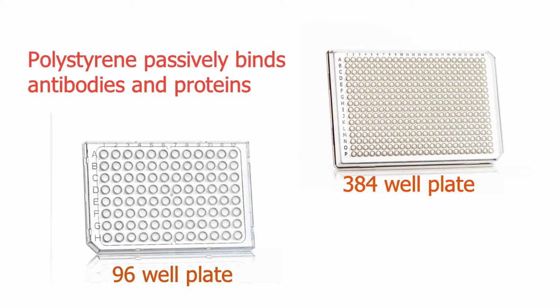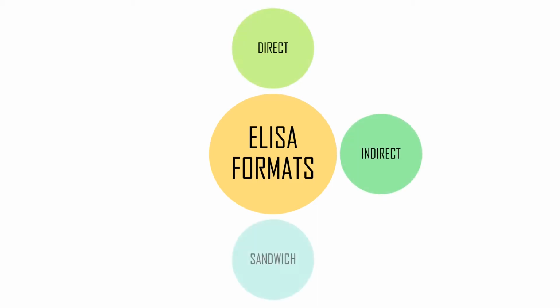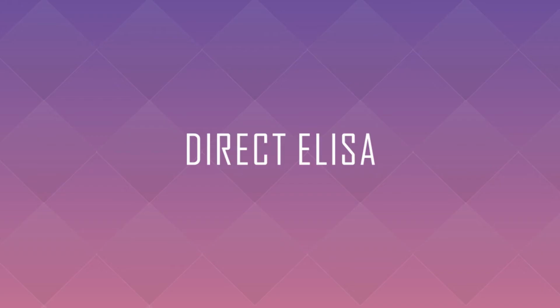ELISAs are usually run in 96-well or 384-well polystyrene plates, which passively bind antibodies and proteins. Having the reactants of the ELISA immobilized to the microplate surface makes it easy to separate bound from non-bound material during the assay. ELISA can have different formats. The four main types of ELISA are direct, indirect, sandwich, and competitive. Each type of ELISA has its own advantages and disadvantages.